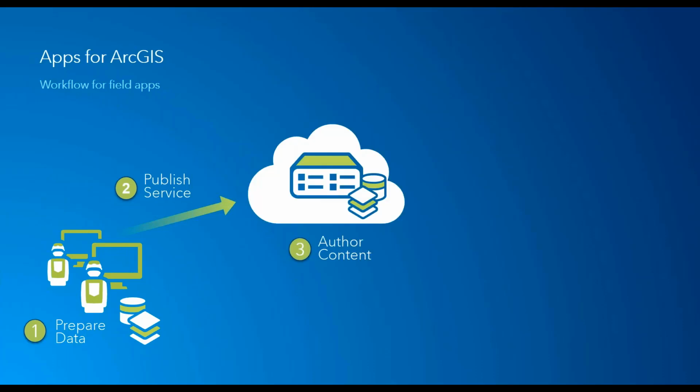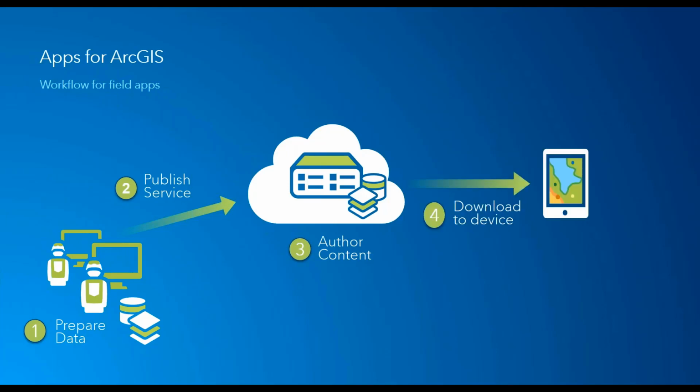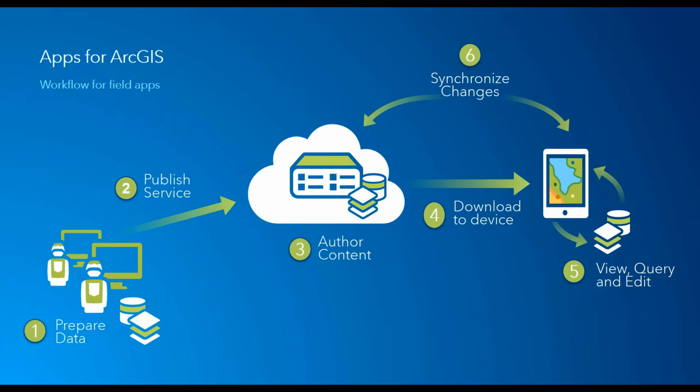Author your content. If needed, enable offline mode for web maps. Then download to the device, where you can view, query, and edit the information. Lastly, if the device is disconnected, don't forget to synchronize your changes when you reestablish connectivity.